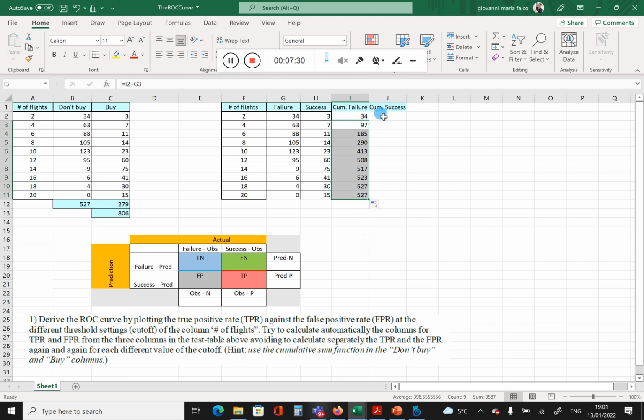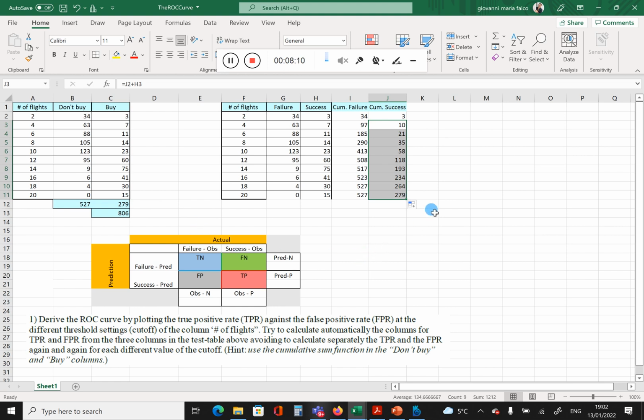527. The same I do here for the column with buy, so this is equal, and then I take the first one, okay, and here in the second I take this plus the next one, and then I go down. In this way I get the cumulative value of this column up to the end, and here I must get 279.